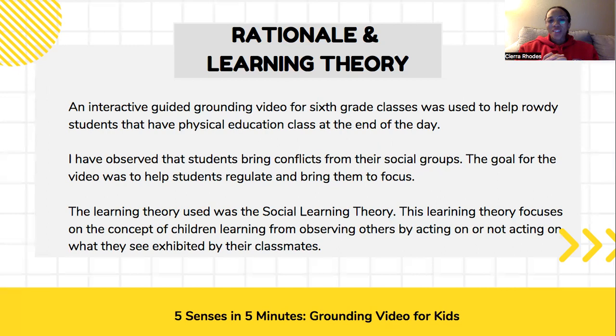And so the learning theory that backs this is the social learning theory. In essence, this theory focuses on the concept of children learning from observing others by acting or not acting on what they see exhibited by their classmates. And there's four elements to this theory.